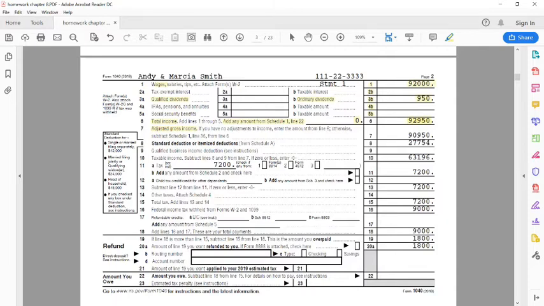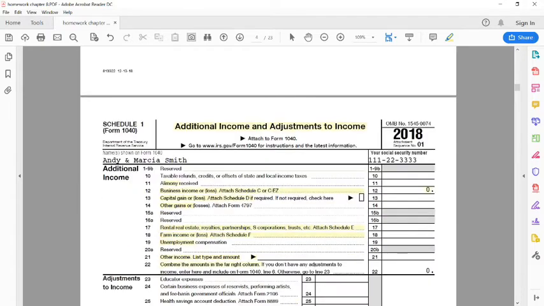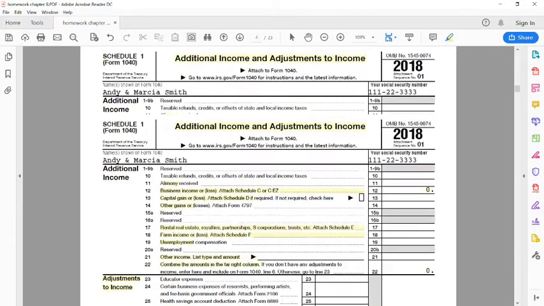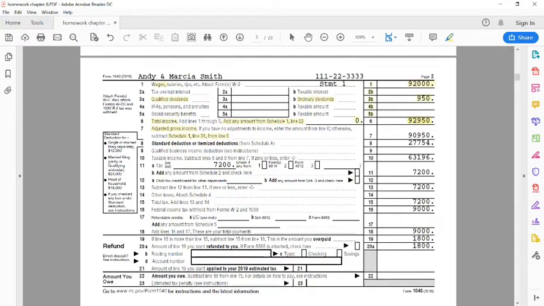But if it says you have anything on Schedule 1, line 36, then it's subtracted. So in fact, Andy and Marcia had an IRA right here of $2,000, and that is an adjustment to income, meaning it was subtracted. And so that $2,000 that we have here is subtracted without even being included on the form here, and now we have $90,950.